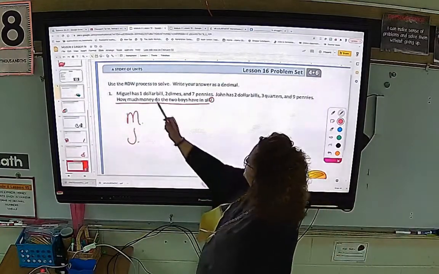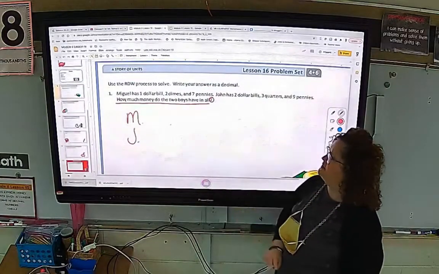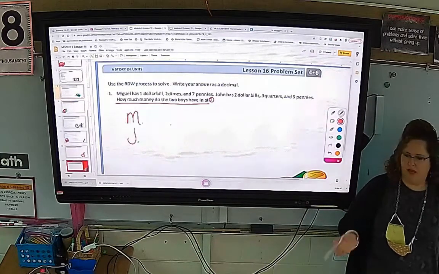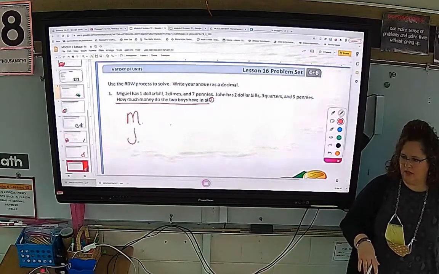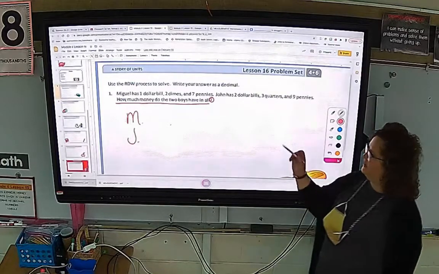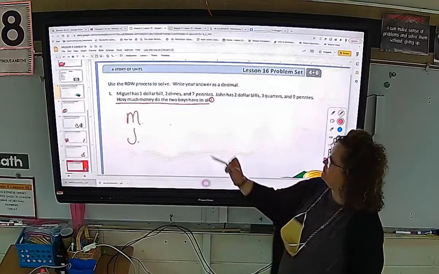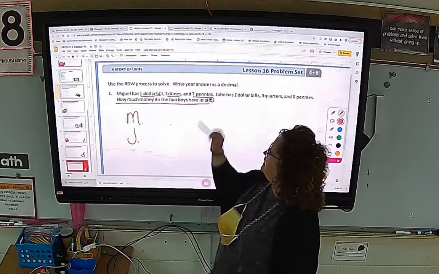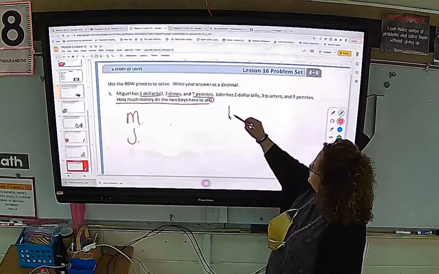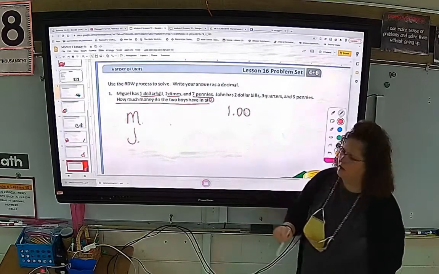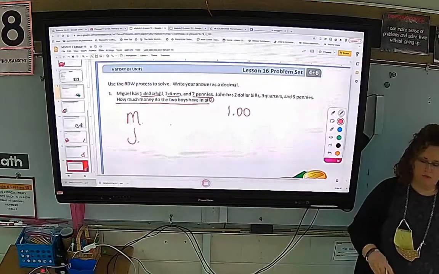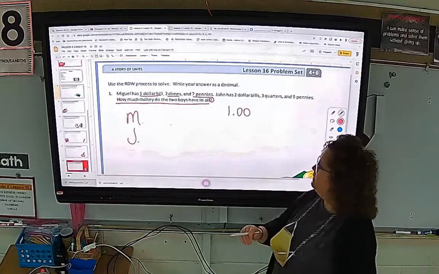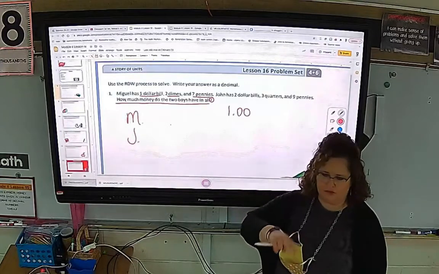Now Miguel has $1 bill, 2 dimes, and 7 pennies. So beside his initial, we're going to put how much he actually has. So what is $1 bill? It's right here. $1 bill, 2 dimes, and 7 pennies. All right, $1 bill is going to look like this. Okay. What does 2 dimes look like? Not 2 dimes. What does 2 dimes just by themselves look like?